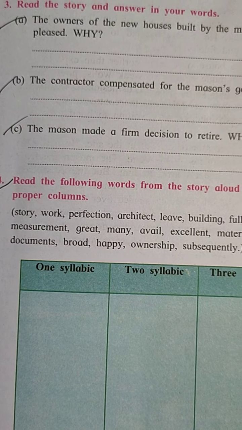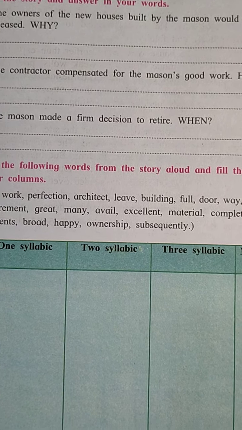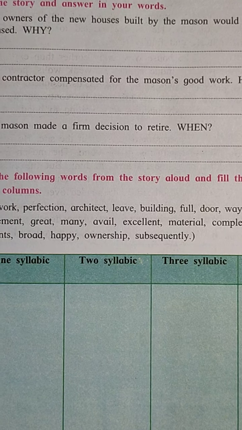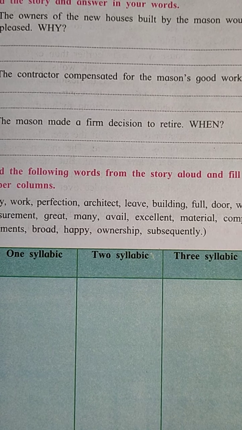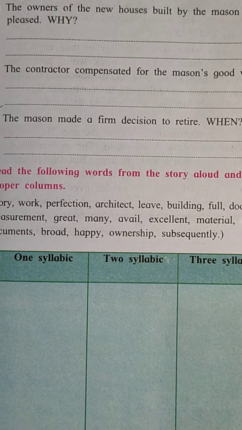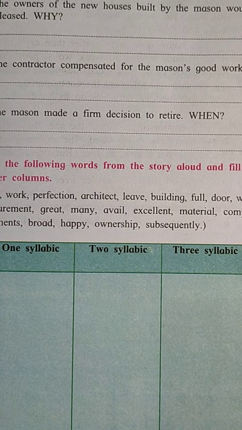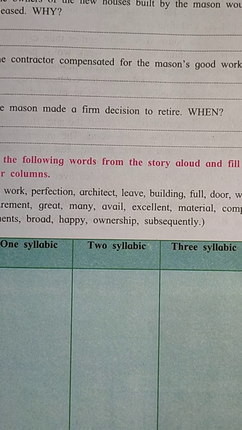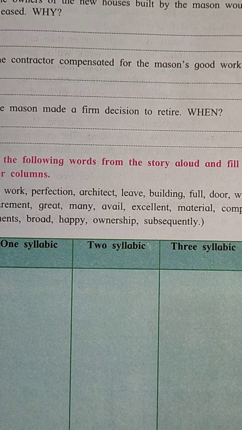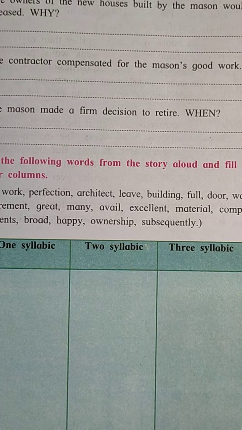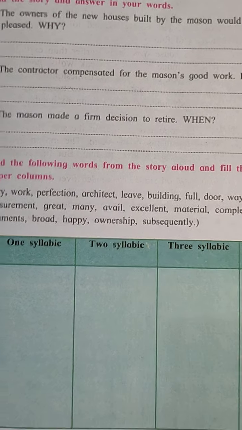And last, the mason made a firm decision to retire. When? त्या गवंड्याने निवृत्त होण्याचा ठाम निर्णय घेतला केव्हा? The mason was working hard and sincerely for many years with the contractor. He had settled his family nicely and without any scarcity of any kind. When he became a grandfather, he thought it was the right time for him to retire. He informed his contractor about his retirement and he was firm about his decision.